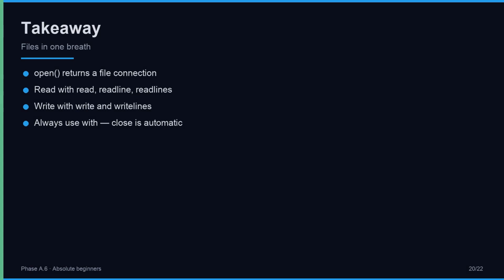Here is the whole lesson in one breath. Open returns a live connection to a file on disk. You read with read for everything, readline for 1 line, or readlines for a list. You write with write or writelines. Modes are r for read, w for write, a for append. The single most important habit, always use the with statement, so the file closes itself no matter what happens in your code. Open, read, write, close.